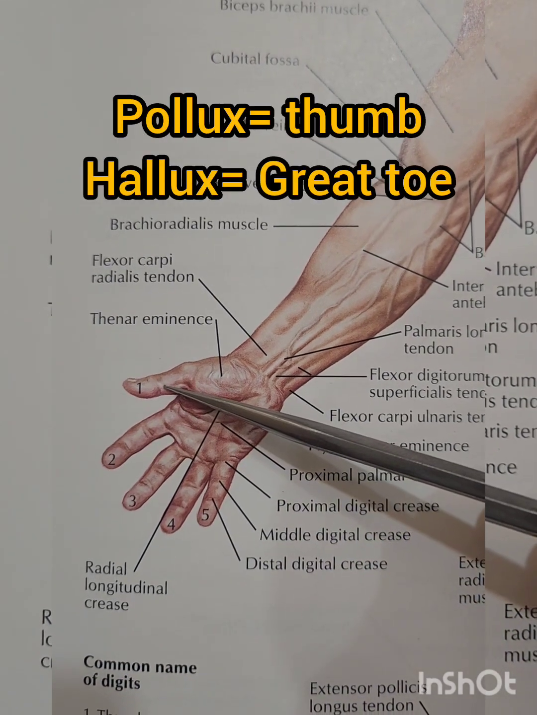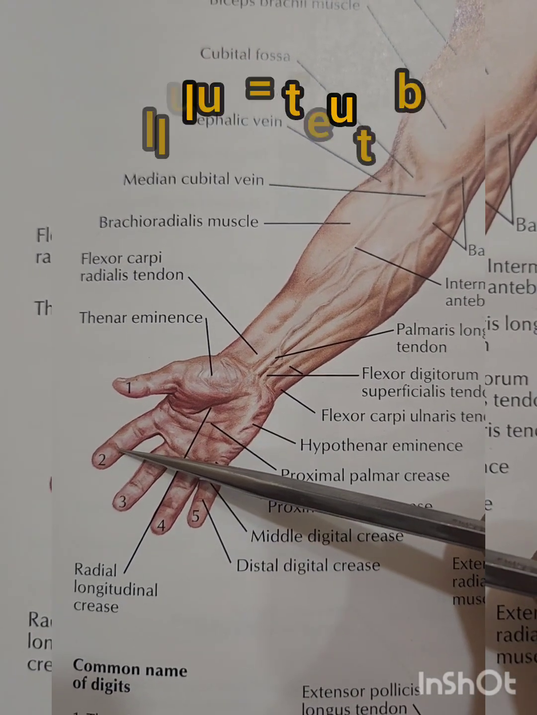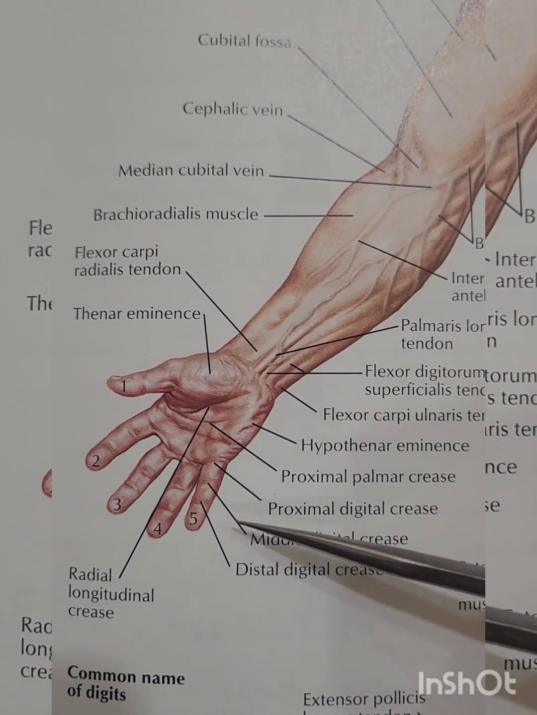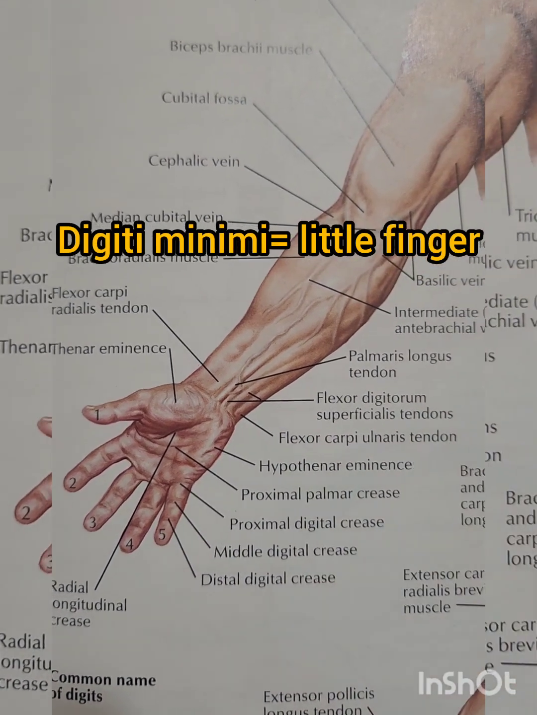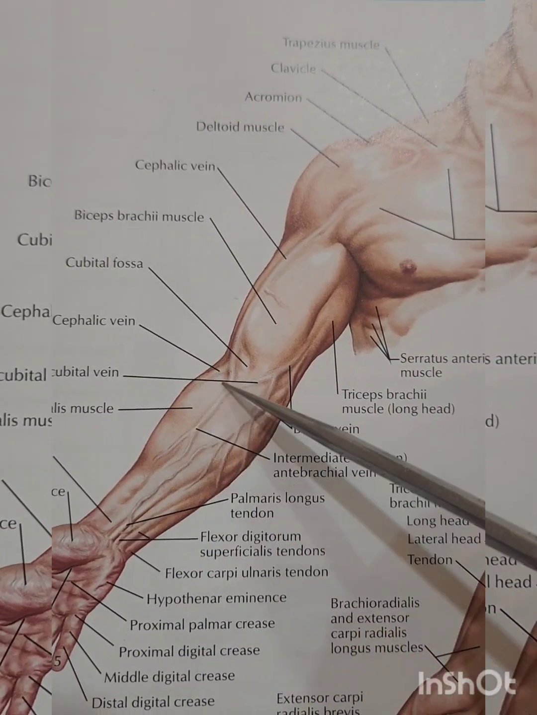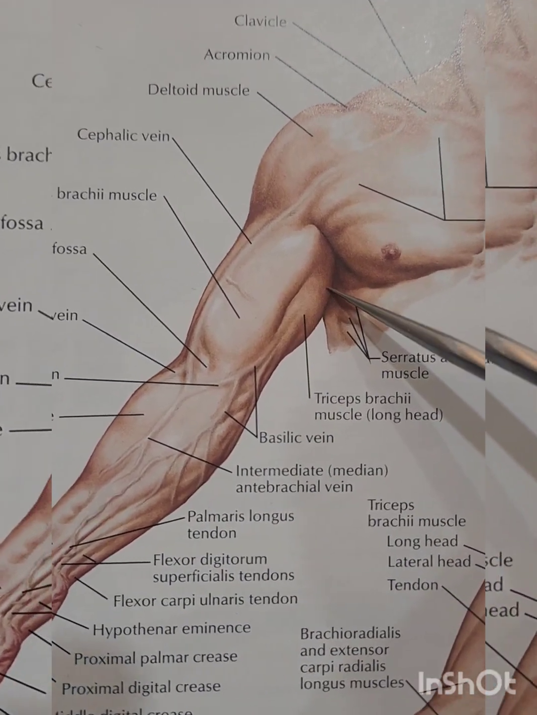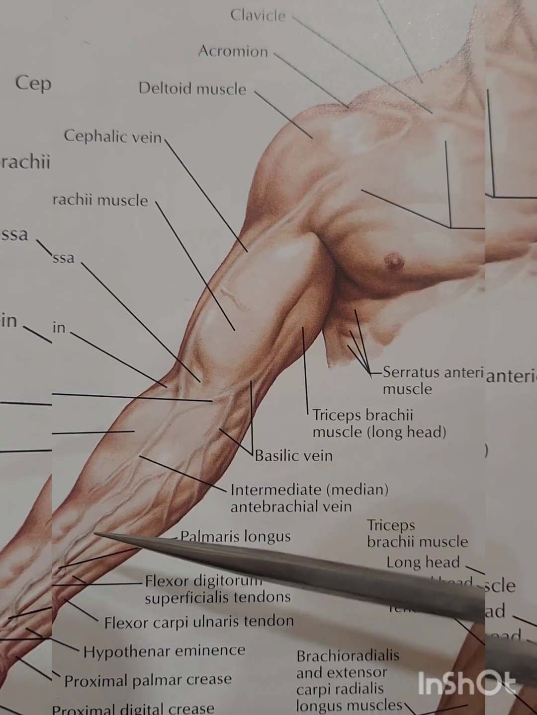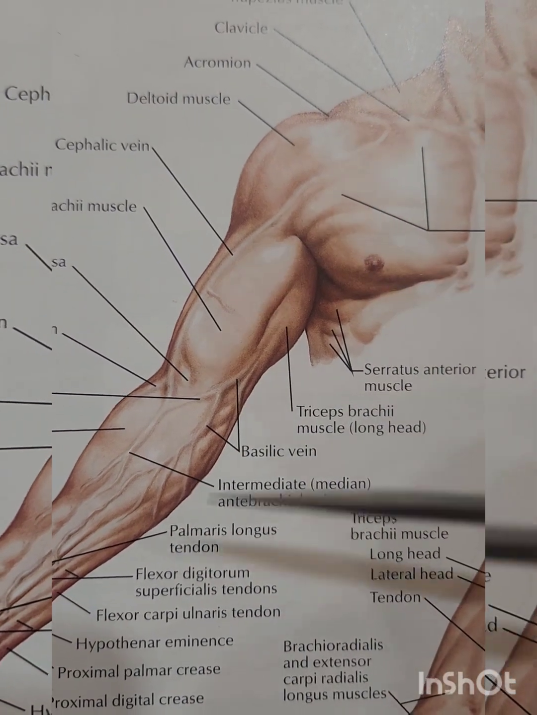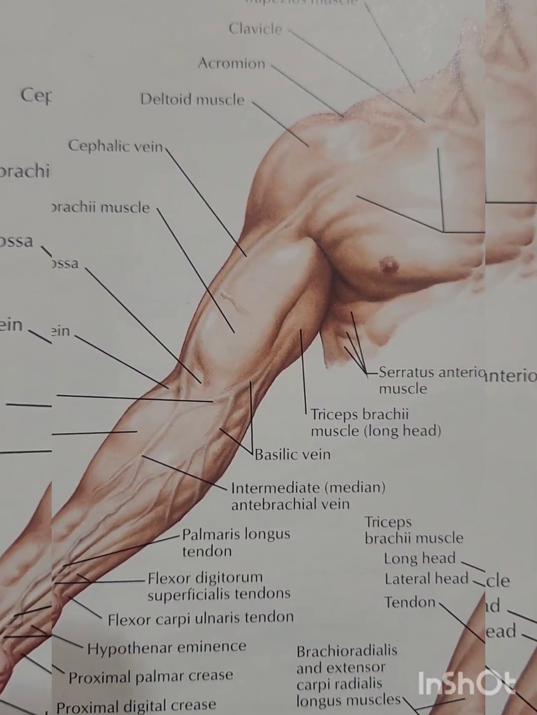The pollex, the meaning is thumb. The index finger. The digiti minimi. The veins, we name them cephalic vein and basilic vein. They are with respect to their positions in the body in anatomical position. Cephalic vein is on the head side, cephalic side. Basilic vein is on the basal side.